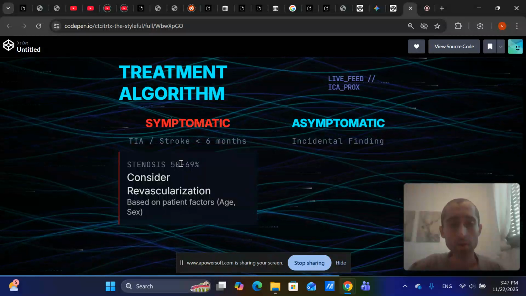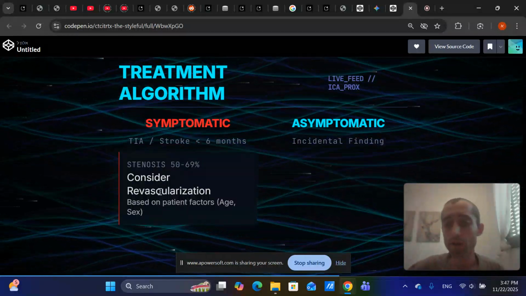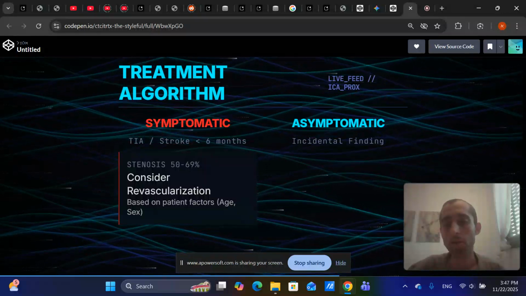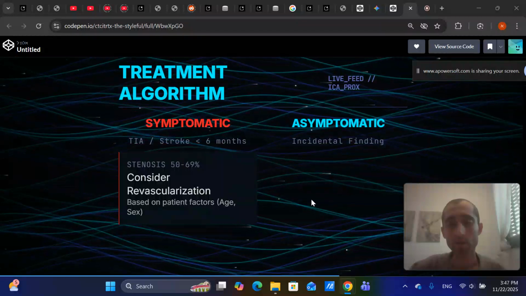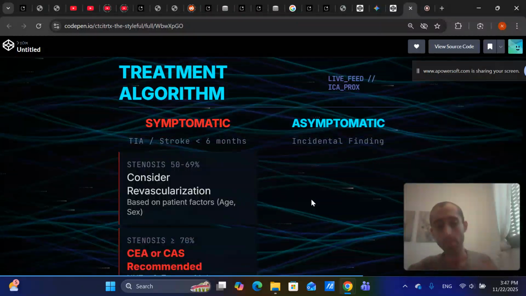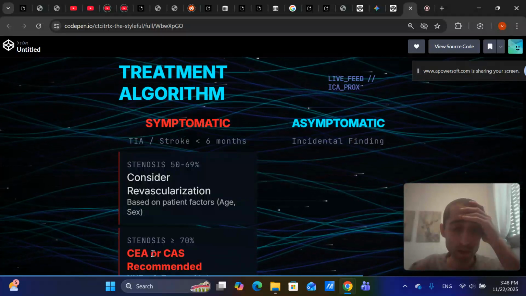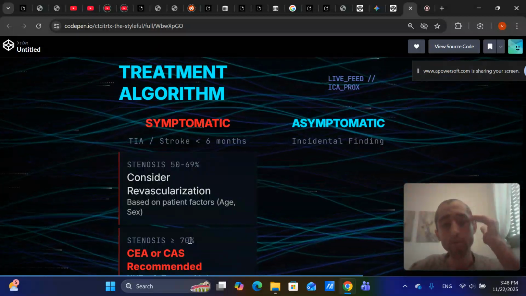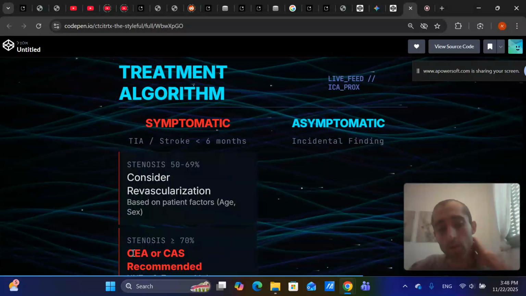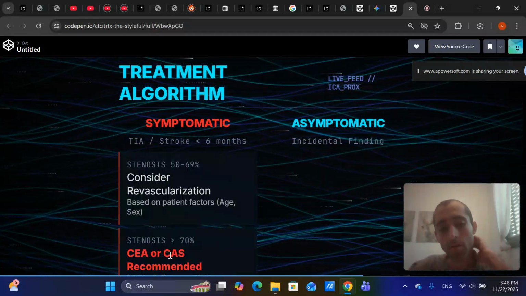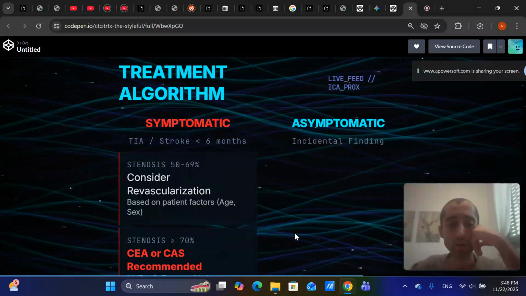Now you see that 50 to 69% you can consider revascularization. Males are more likely to become symptomatic, but it's very clear if the patient has 70% of stenosis. Of course, all of them will get best medical therapy. Now, carotid artery endarterectomy or carotid artery stenting for symptomatic and more than 70% of stenosis. Usually the gold standard is carotid endarterectomy, but carotid artery stenting may be considered for patients, for example, that are high risk for carotid endarterectomy.